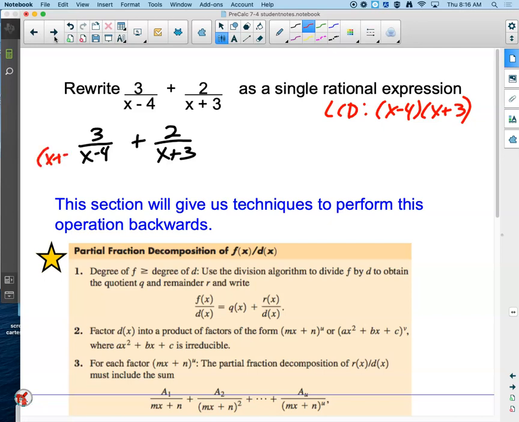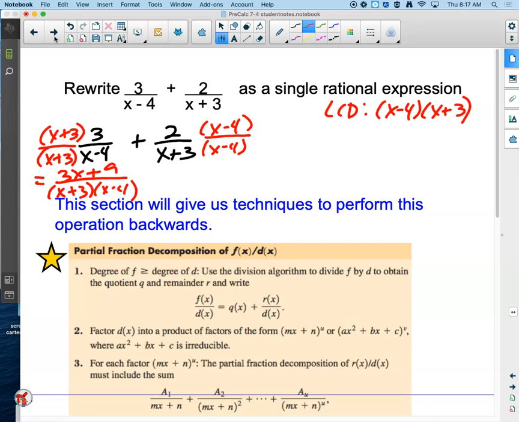So this little bugger needs the x plus 3 on the top and the bottom, and this one needs the x minus 4 on the top and the bottom. So we would go ahead and distribute the 3 in the numerator, but leave that denominator in that factored form. Distribute the 2, again leaving that denominator in factored form.